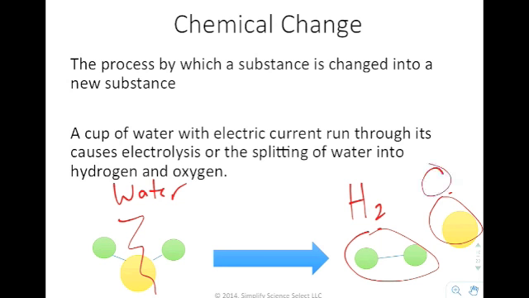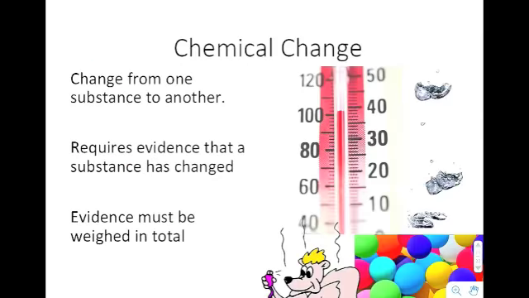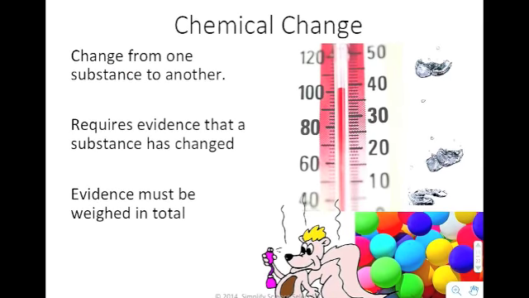So you can no longer say, hey, that's water. You can say, hey, that's hydrogen gas and that's oxygen gas. This represents what we call a chemical change. Chemical changes change from one substance to another, and it requires evidence that a substance has changed form. Or not changed form, changed identity. So you have to weigh the evidence in total because a single piece of evidence of a chemical change is not enough to say that a reaction has occurred.